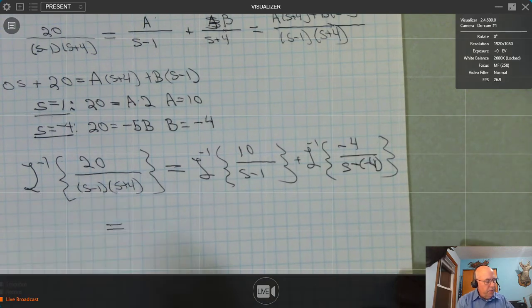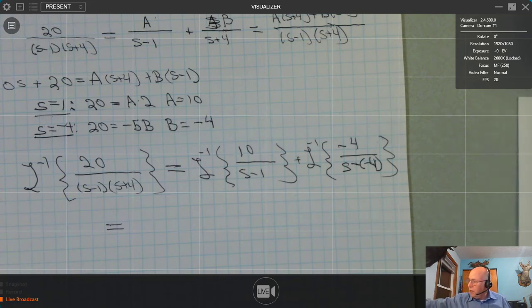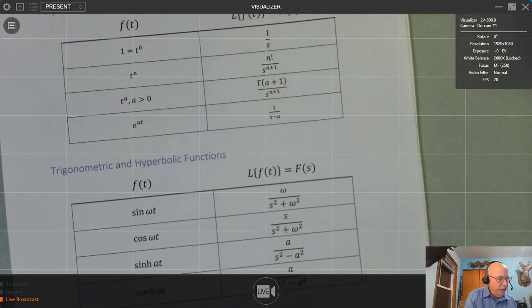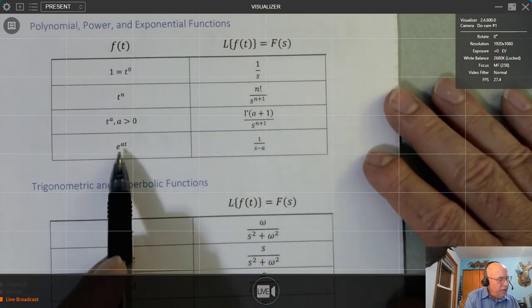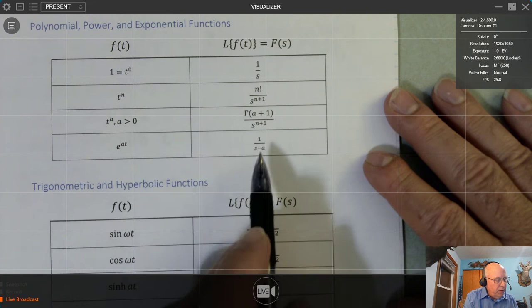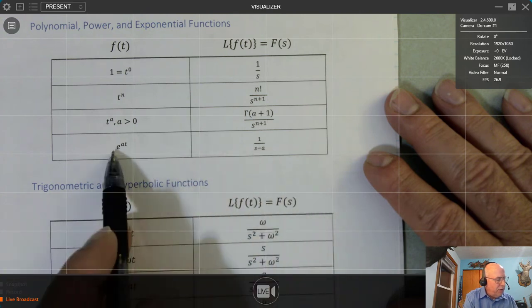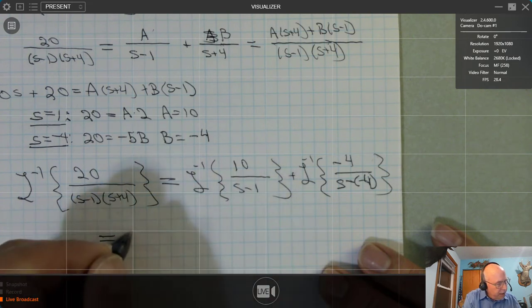Okay, now if you don't have them memorized, you look this up, and that's an exponential form. Well, I seem to have lost the other page of my table. Yet another good reason to memorize your forms. But anyway, 1 over s minus a will inverse transform back to e to the at. So if you have s minus 1, this goes back to e to the 1t. If you have s plus 4, that goes to e to the minus 4t. So that 10 just goes along for the ride.